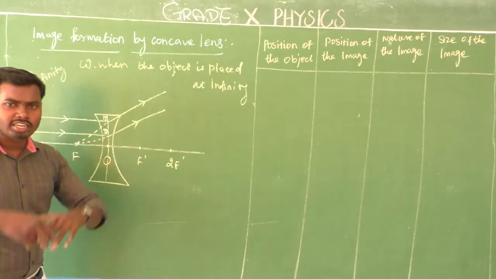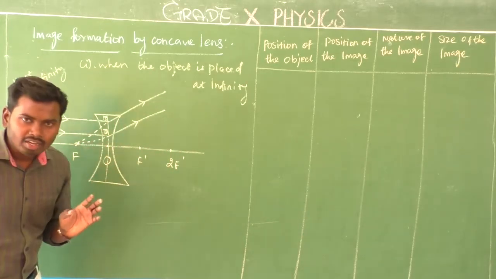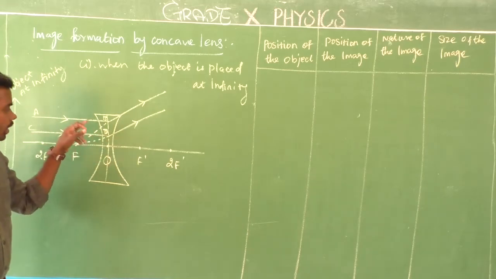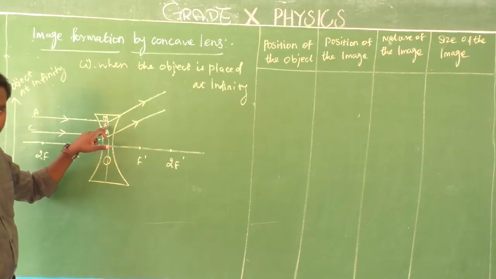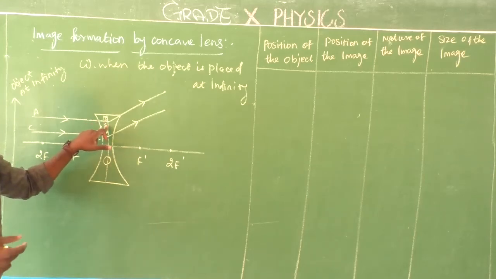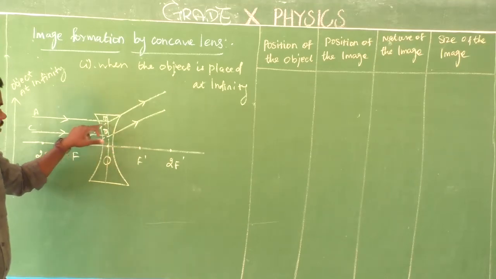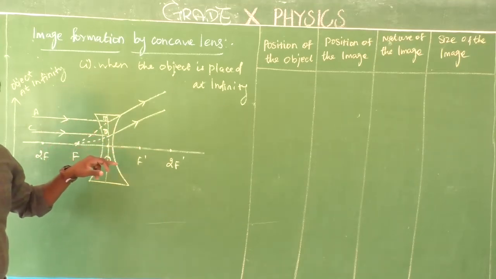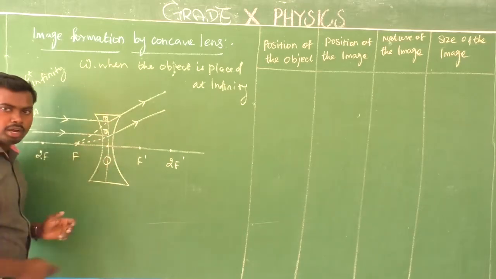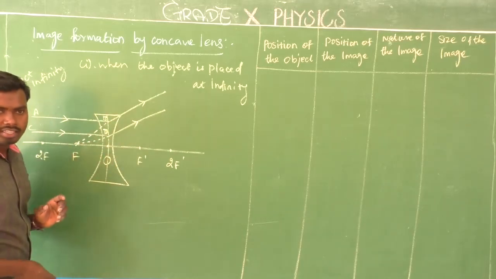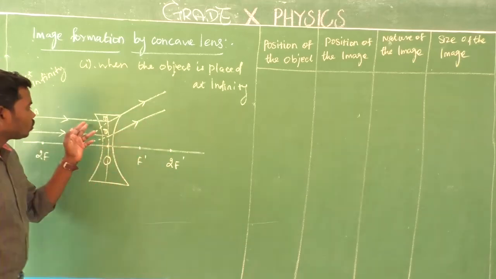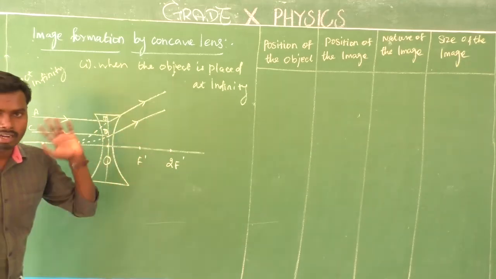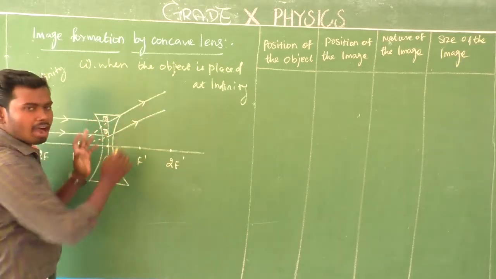Look here. This concave lens is a diverging lens. So these two incident rays fall on the concave lens, and refraction takes place inside. After refraction, the directions of the two incident light rays will change. Since the concave lens is a diverging lens, note this point: it diverges the parallel beam of light rays. Is it clear?